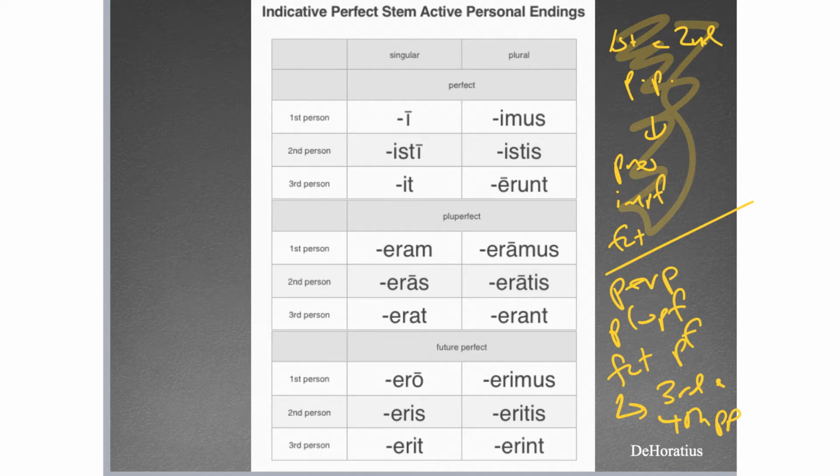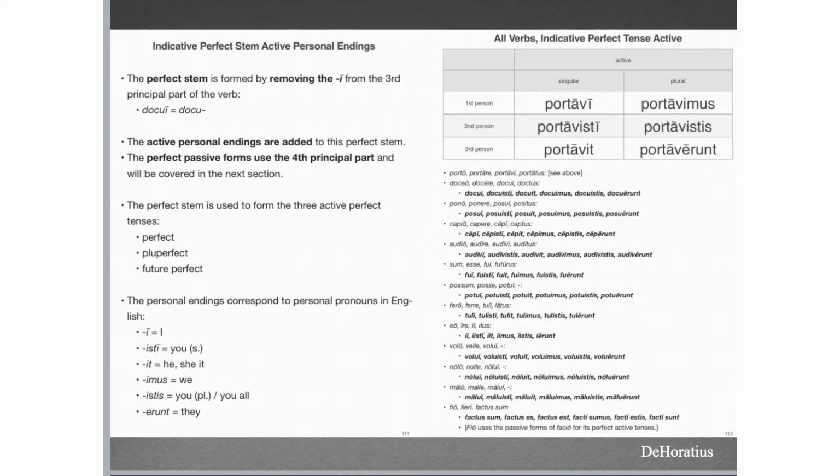We're shifting to the perfect tenses. Every verb will form the exact same way. You take the third principal part, as laid out here, of docui. You take off the I and you're left with the perfect stem.